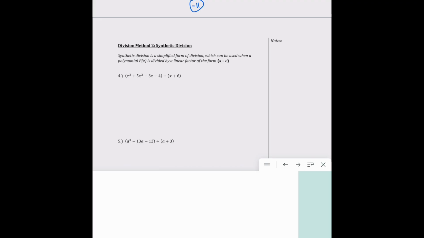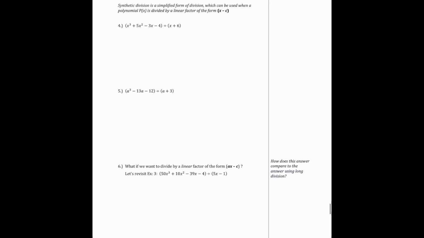Now, synthetic division is a simplified form of division which can be used when a polynomial p of x is divided by a linear factor in the form of x minus c. So let's say you're dividing by something like x plus 6 here, or x minus 5. Okay, so it works here, it works here. It could also be, and we'll get to that in a moment, something in the form of ax minus c, right? It could be like 2x minus 5. You can still do it, okay? But let's start with just the form of x minus c.